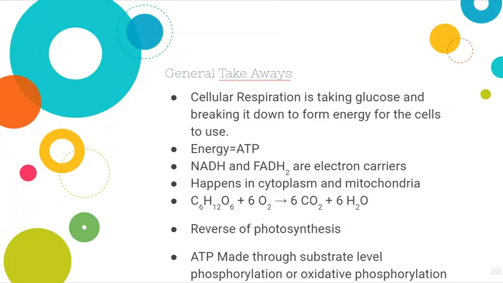So overall, we're taking glucose, we're breaking it down to form energy for the cells to use. That energy is ATP. We're going to use these two guys as electron carriers. This is going to happen in the cytoplasm of the cell, again, plant cell or animal cell. And then part of it's going to happen inside the actual mitochondria itself. Here's our chemical equation. Again, the reverse of photosynthesis. We have ATP made through substrate phosphorylation or oxidative phosphorylation.